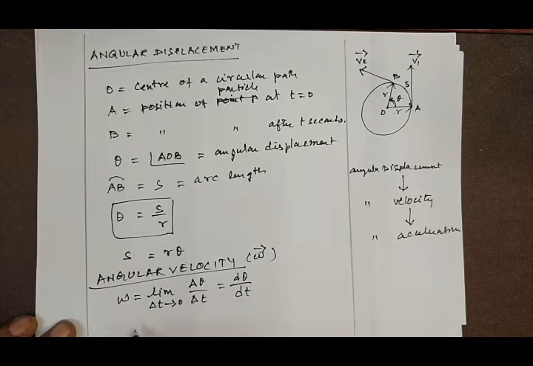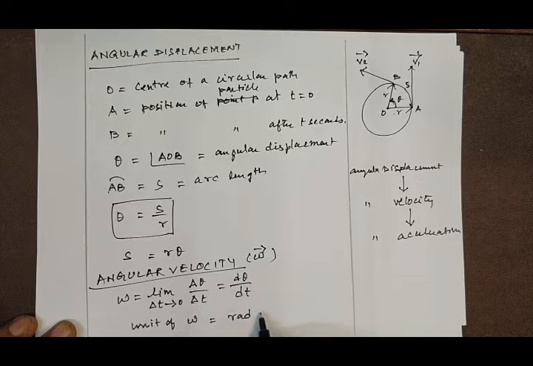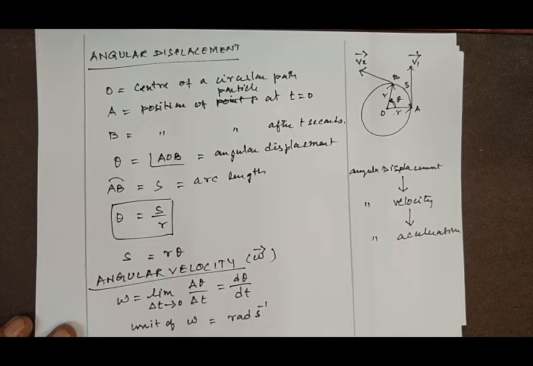So what is the unit of omega? That is radian, instead of radian you can write rad, radian per second. Per second is represented as s power minus 1. Okay.